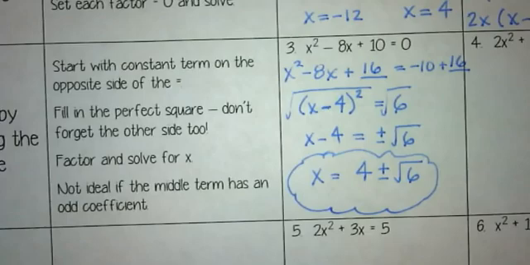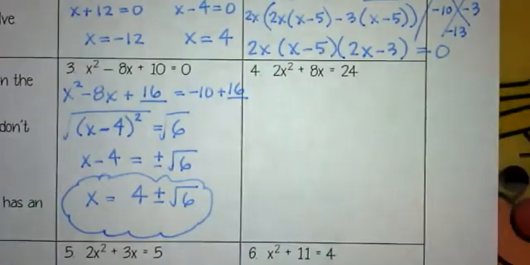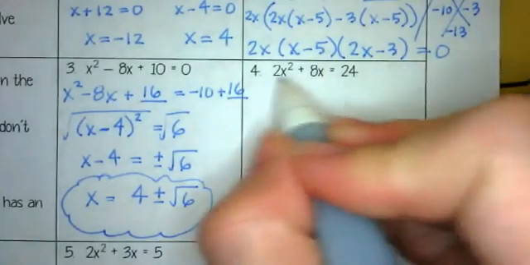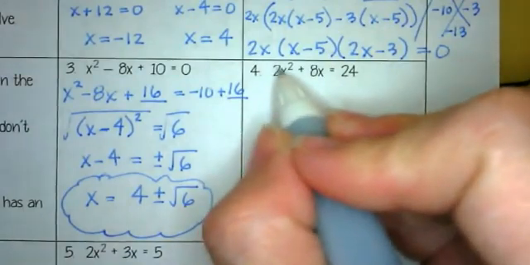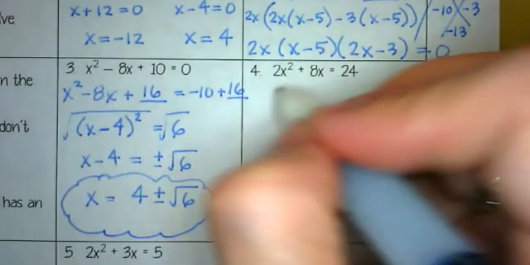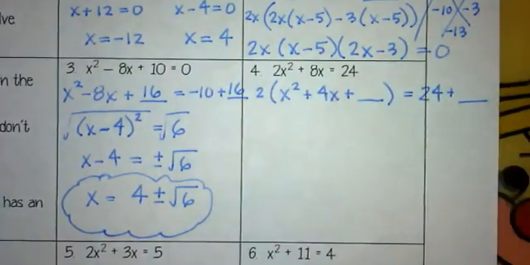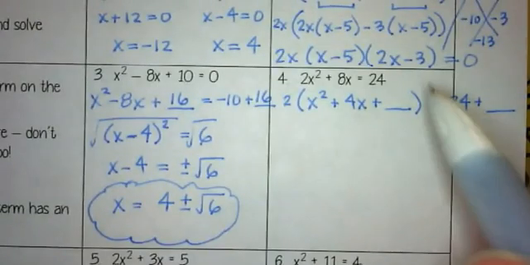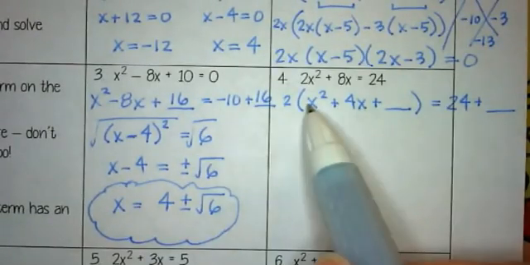All right, number 4. So the 24 is already off to the other side. There is a 2 out here. I need to get rid of this leading coefficient because when we do completing the square, we just want x squared. So I'm going to take a 2 out, which would leave x squared plus 4x plus blank equals 24 plus blank. All right, so basically I needed to get rid of this leading coefficient because that's going to get in my way of what half of this number is.